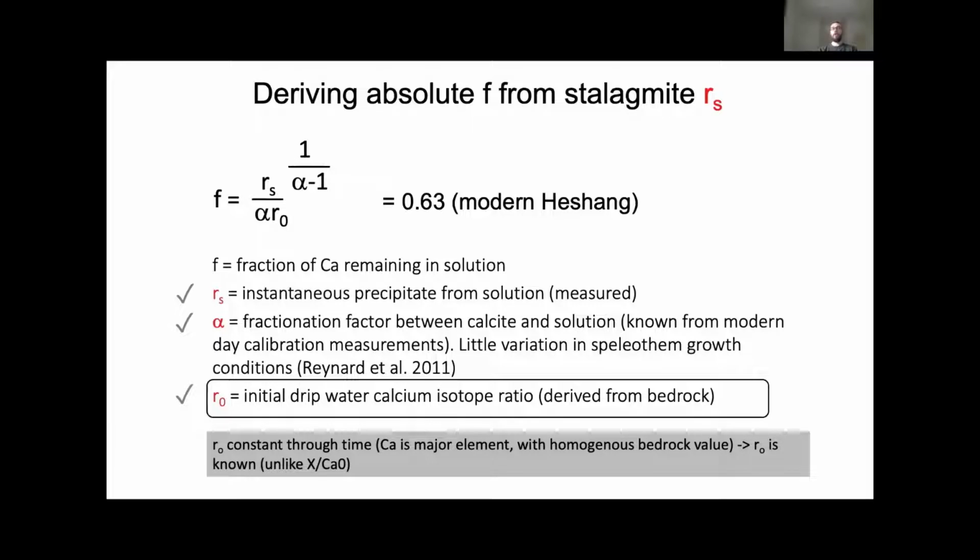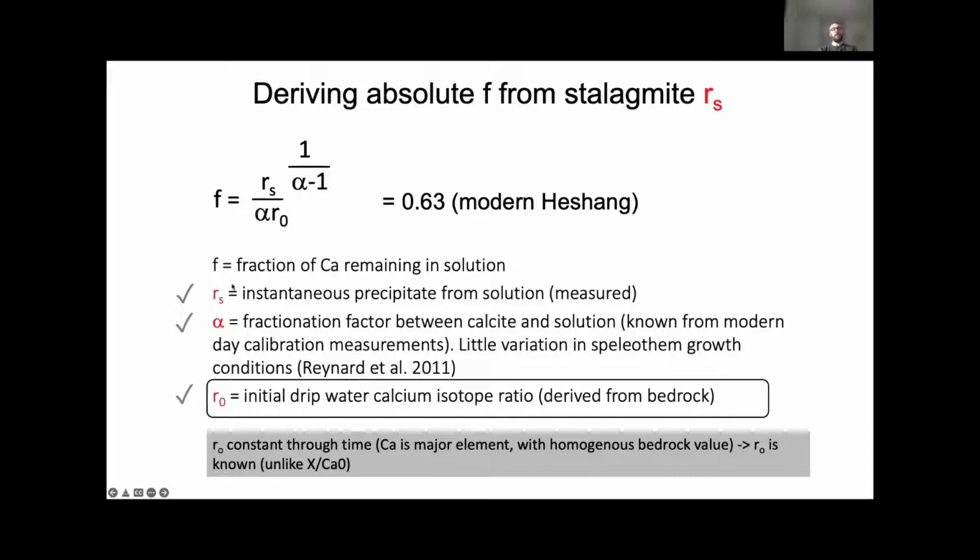So we know that fractionation factor, and we also need this value called R0, and that's the calcium isotope ratio in the initial solution before it starts precipitating calcite. And we know that as well. And the reason for that is because, unlike for trace elements, calcium is a major element, and also calcium isotopes are very homogeneous within the bedrock. So as we go back through time, the isotopic composition of the initial solution is unlikely to change, and therefore we can consider that we know R0 as well.